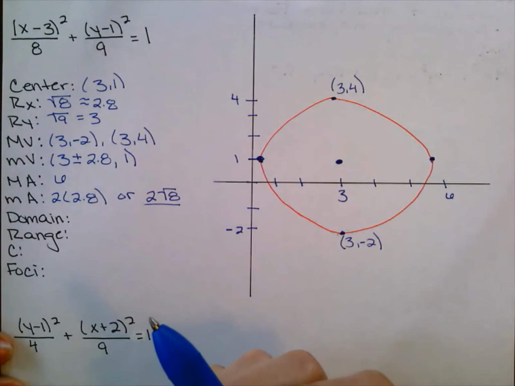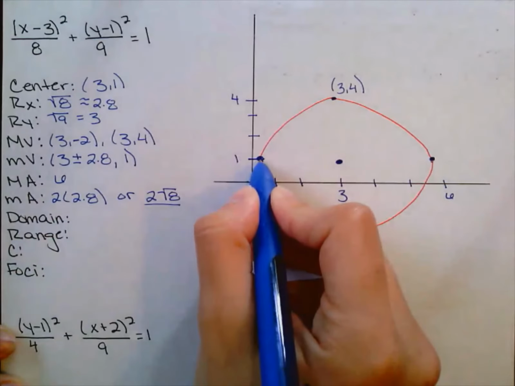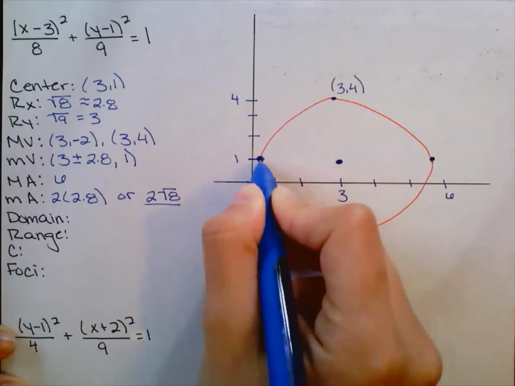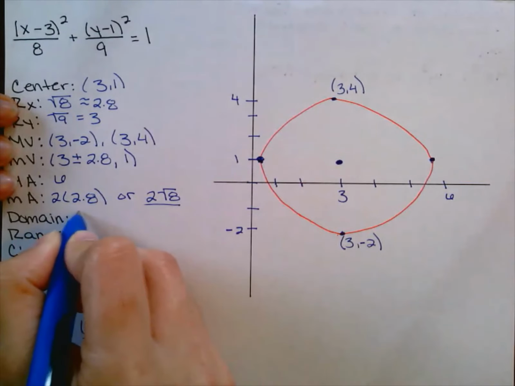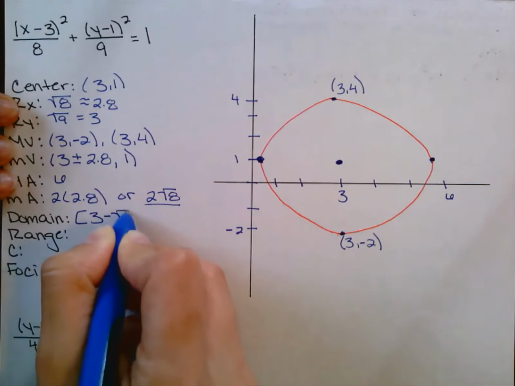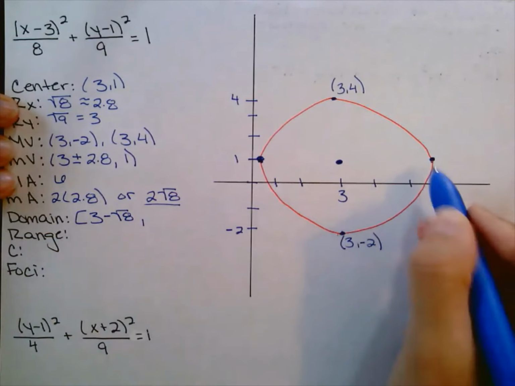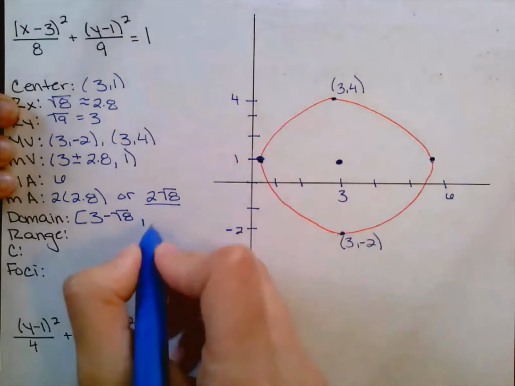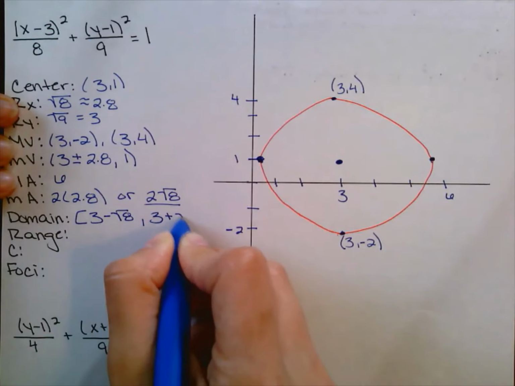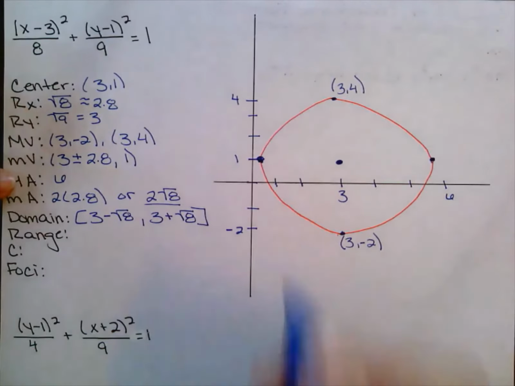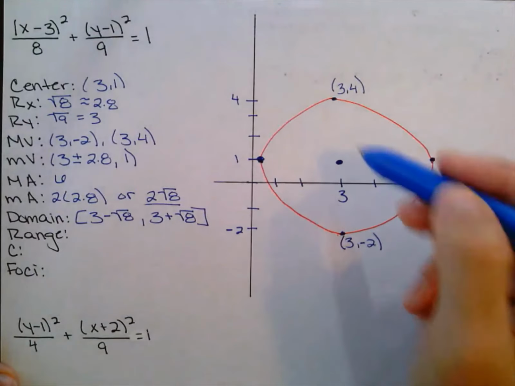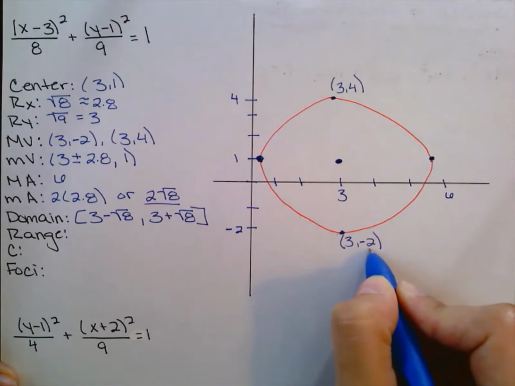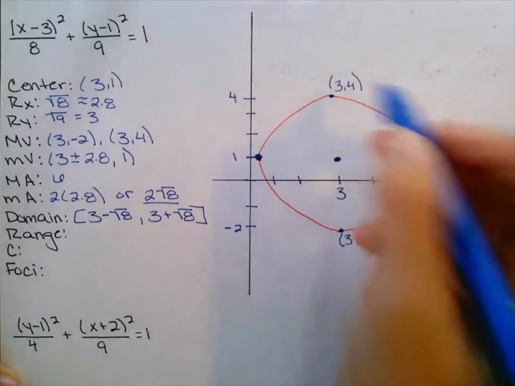All right? So now my domain, that furthest left was this 3 minus square root of 8, right? So furthest left is going to be 3 minus square root of 8. And furthest right is going to be 3 plus that square root of 8. So the notation looks a little more complicated, but I have to do less math this way, right? I don't have to figure out what 3 plus square root of 8 was. Now, range should be easy. We had some nice clean numbers. Lowest was negative 2, and highest was 4.